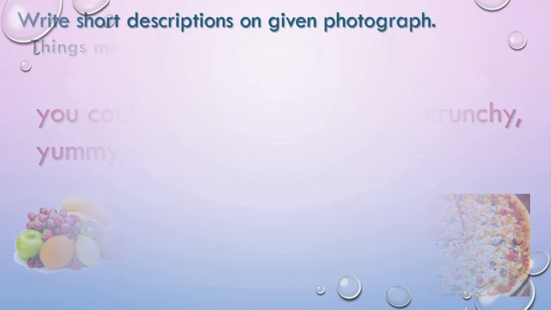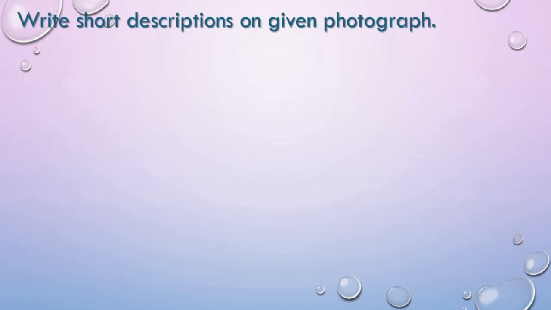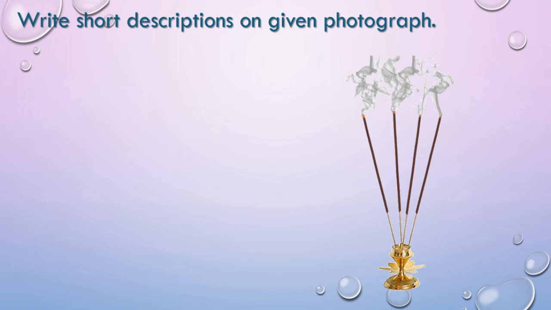Okay, let us try to describe the given picture. Write short descriptions on the given photograph. See, here one photograph is given, that is a burning incense stick. Right? What to write about this? First, observe the picture carefully. There are 4 sticks and they are burning. Right? Yes, we will use our sensory organs. Which sensory organs can we use here? Let us see.